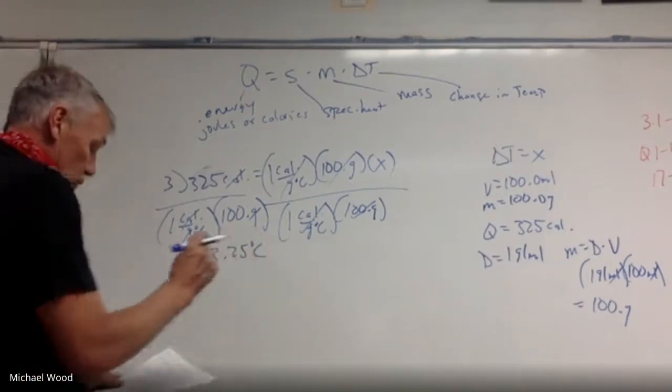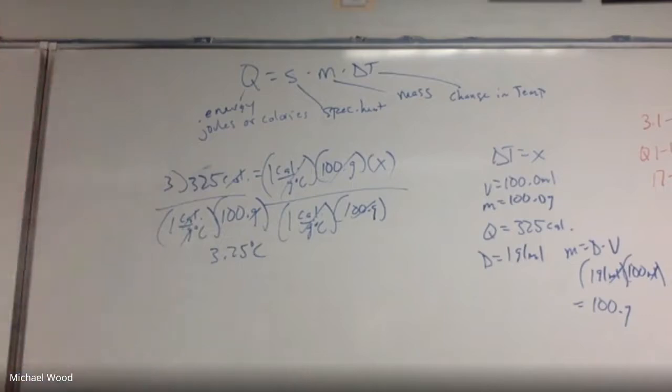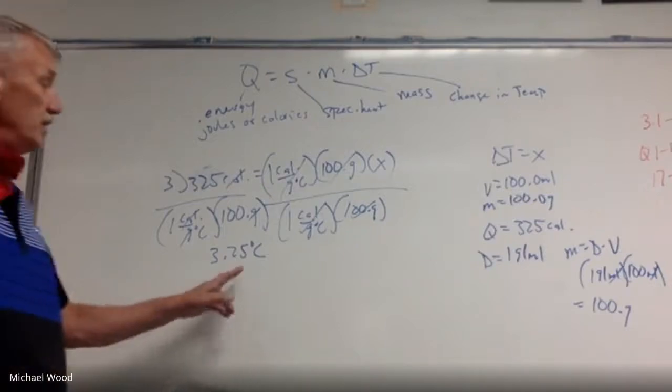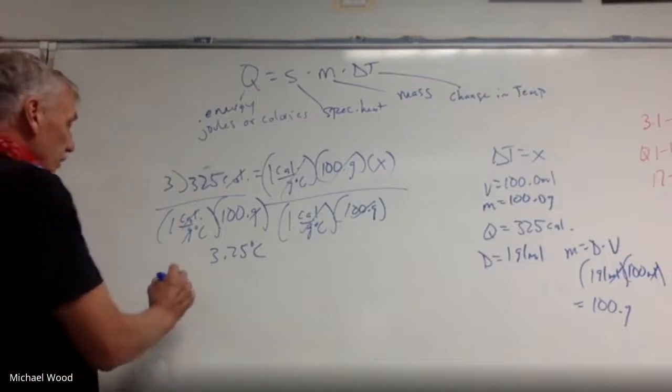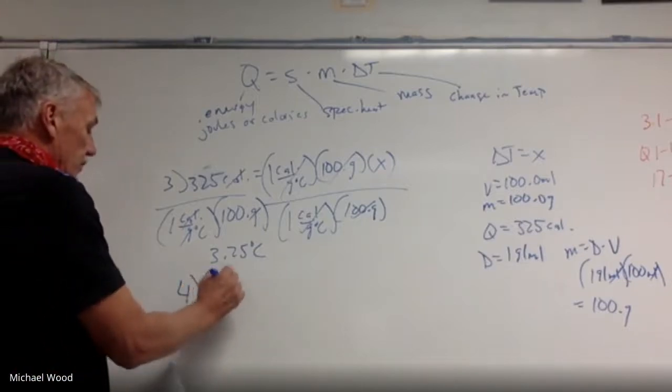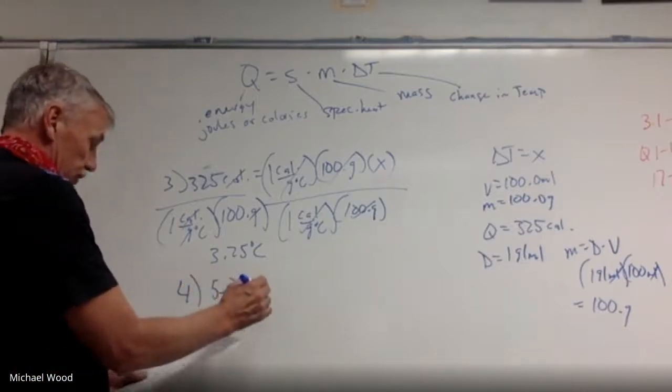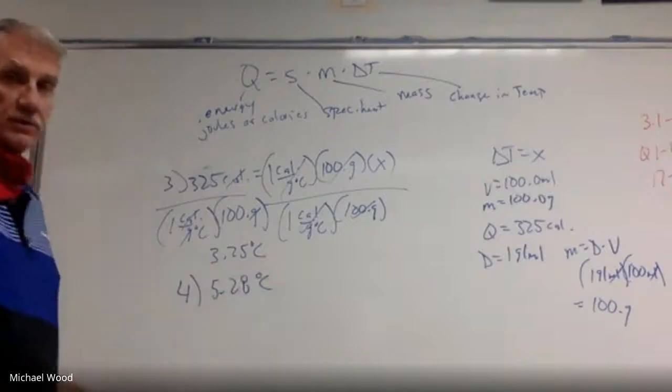Again, I always want to watch my sig figs. The numbers that were given to me, one had 4 sig figs and one had 3, so I got 3 sig figs, which is right. And I want to watch my sig figs and my label. It's part of the answer. Okay, number 4 is a similar kind of problem, and the answer to number 4 is 5.28 degrees Celsius.